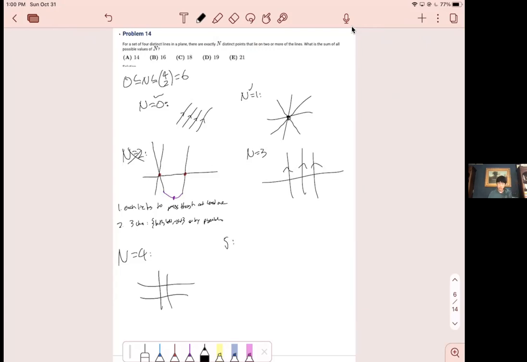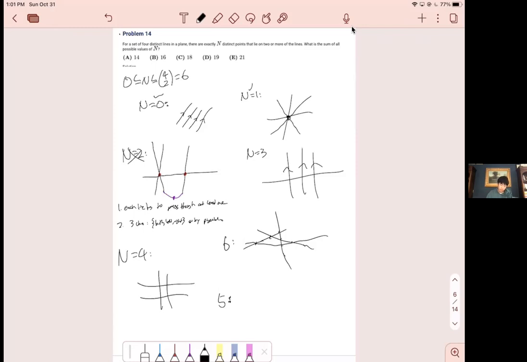5 is a bit tricky. I'm gonna draw 6 first, actually. For 6, you just put them in something called general position, so that there are no repeats. This will give you 6 because each pair of lines intersects exactly once. And now for 5, you might be suspicious, after proving that it's not possible to get 2, that it's not possible to get 5 either.